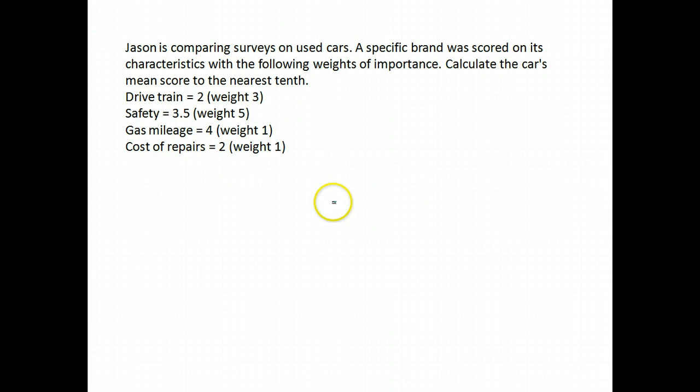Okay, let's do another weighting problem. It says Jason compares surveys on used cars. A specific brand was scored on its characteristics with the following weights of performance. Calculate the car's mean score to the nearest tenth. Now notice they give us a score and then they give us a weight for that score. A score, give us a weight, a score, give us a weight, score, give us a weight.